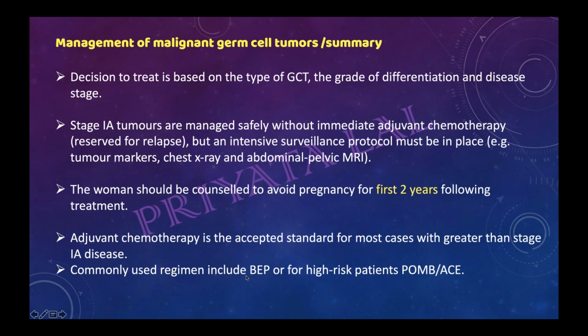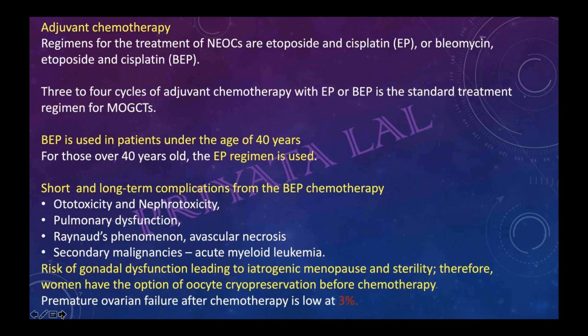Most commonly, the regimens used are BEP and EP, but if it's a high risk patient, then a POM based regimen is used. Too much detail is not required. This much is enough. So this is from the talk, what they said. Adjuvant chemotherapy for non-epithelial ovarian cancer is the EP regimen, that is etoposide and cisplatin, or BEP, bleomycin, etoposide and cisplatin. Usually 3 to 4 cycles are given.